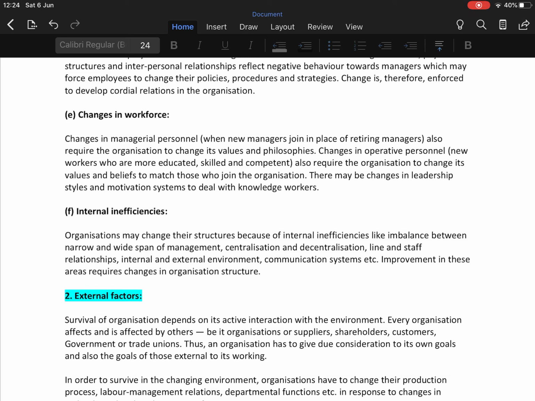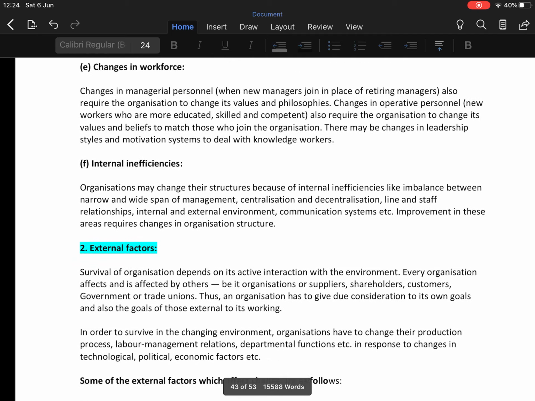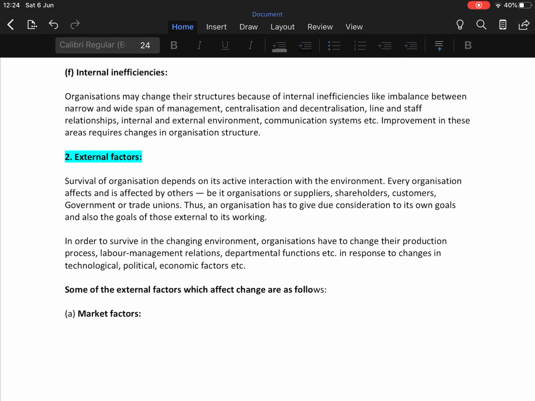Now come external factors, because till now we have discussed internal factors which influence organizational change. Survival of an organization depends on its active interaction with the environment. Every organization affects and is affected by others, be it organizations, suppliers, shareholders, customers, government or trade union. Thus, an organization has to give due consideration to its own goals and also the goals of those external to its working. In order to survive in the changing environment, organizations have to change their production processes, labor management relationships, departmental functions, etc. in response to changes in technological, political and economic factors, etc.